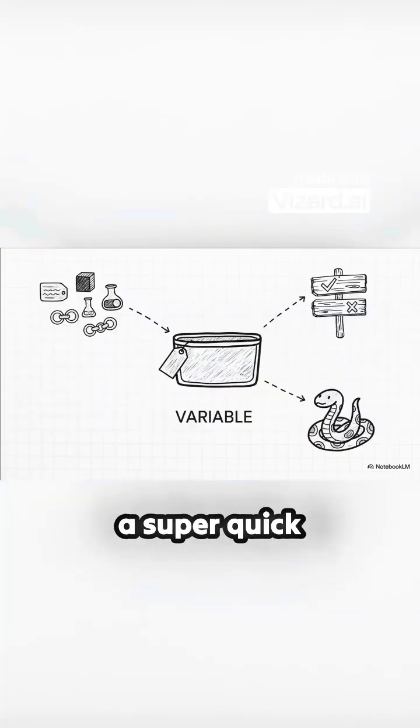Okay, let's do a super quick recap. Remember, a variable is just a labeled container for data. The 5 big data types you'll use all the time are strings for text, integers and floats for numbers, booleans for true or false, and lists for collections of items. The naming rules are strict, no breaking those, and for professional, readable code, always use descriptive snake case names.